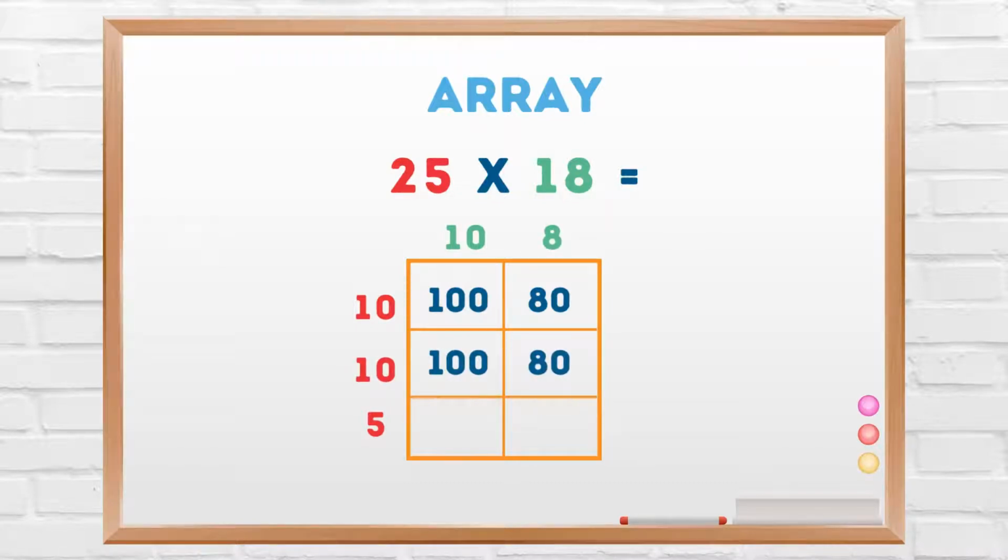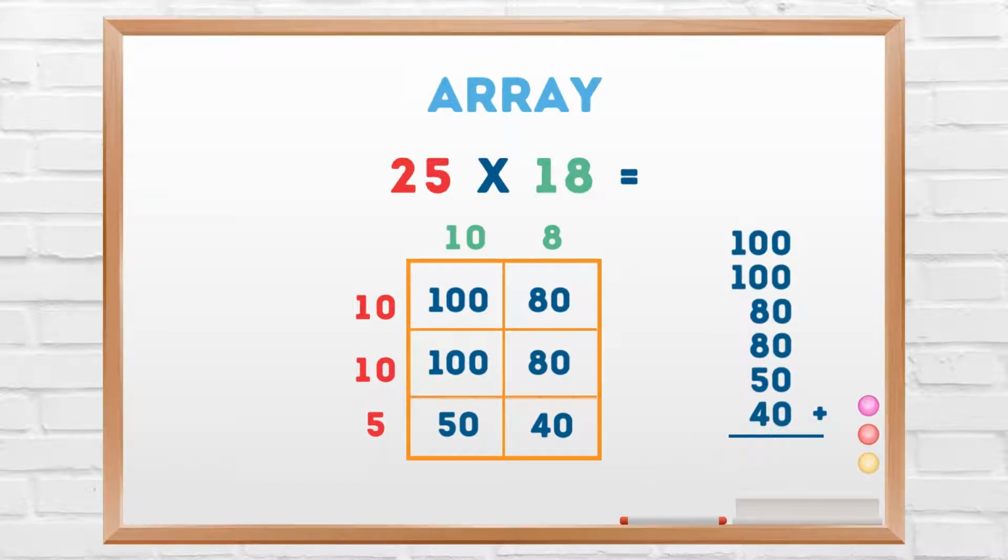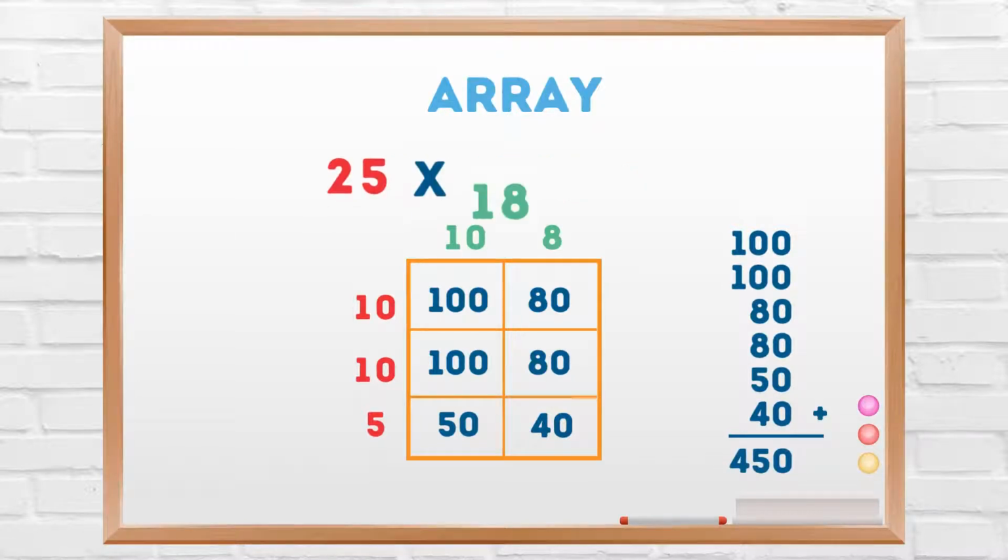And finally, we will multiply the numbers that meet in the third row. 5 times 10 is 50 and 5 times 8 is 40. Now all we need to do is add the numbers inside the array together. 100 plus 100 plus 80 plus 80 plus 50 plus 40 is 450. So 25 times 18 is 450.